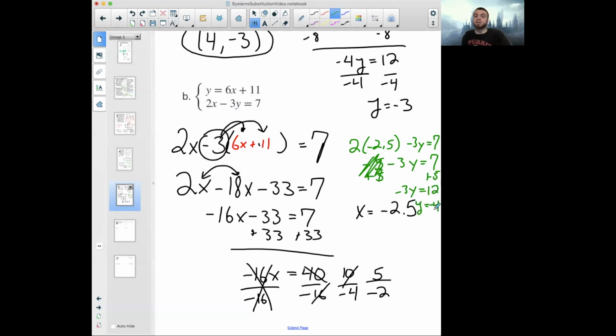Okay, if you plug it into the other one, you get negative 2.5 times 6, so that would be negative 15 plus 11, which is also negative 4. So your final answer would be negative 2.5, negative 4. Folks, please make sure you understand how I did that and understand what the solution is, as well as the method for finding it. And then I am going to move on to a couple more examples.